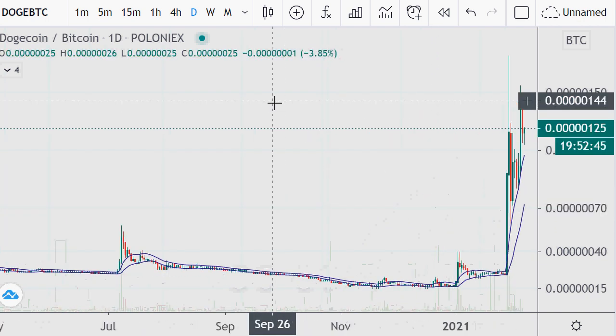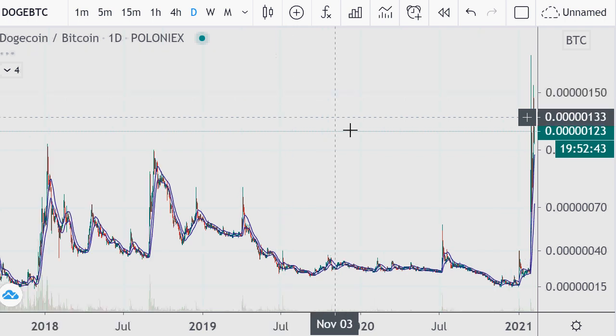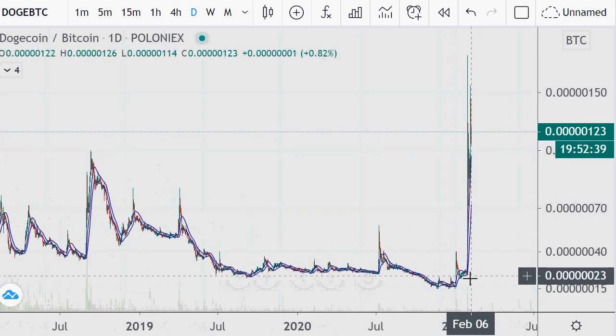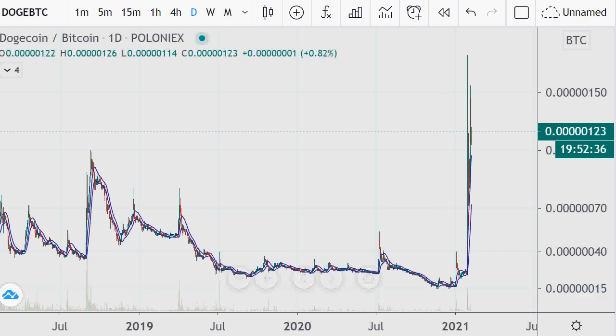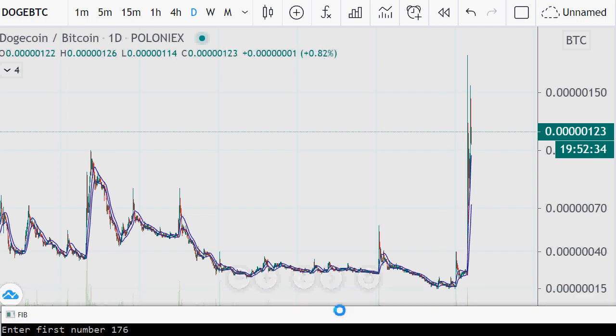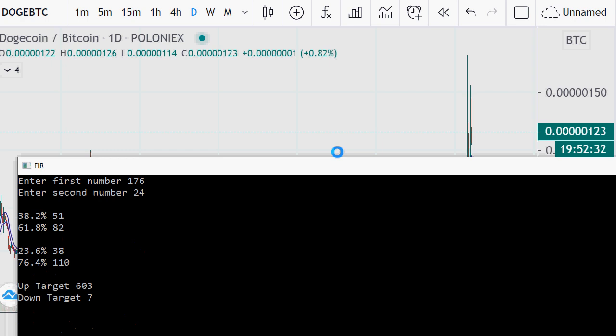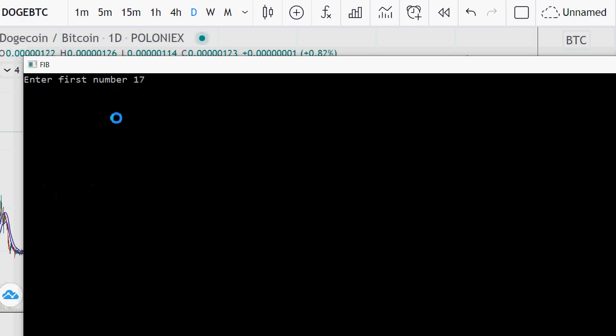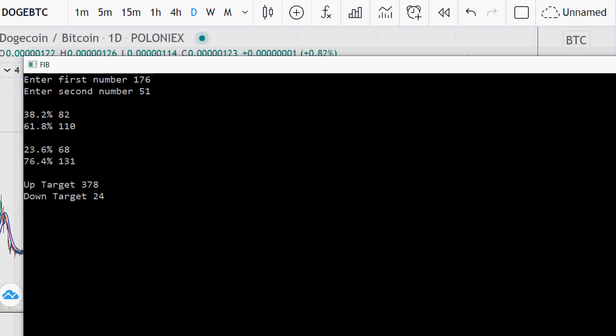And I'm just trying to determine what's the difference between these breakout lows and this one. I'm going to have to do 176 divided by 51, which is a little over 3, to the root of 161, and then multiply 51 again. That will be my upside target. So if it does break, I would say 378, basically around 400 Satoshi.